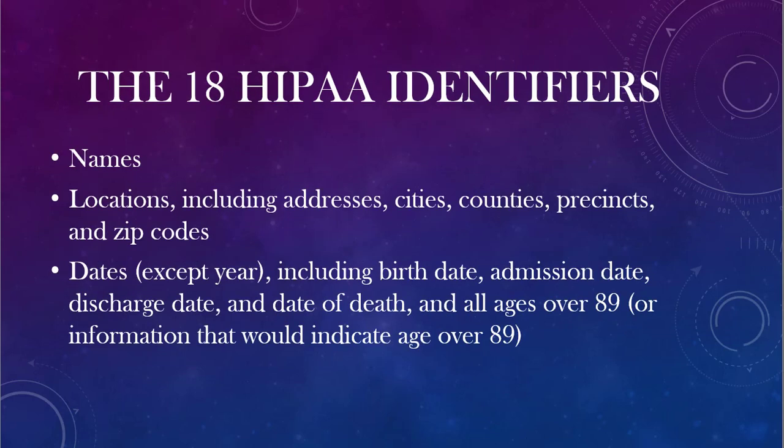So names, no names, no locations, including addresses, cities, counties, precincts, zip codes, dates except for the year, but including birth date, admission date, that would be to like a hospital, discharge date, date of death, and all ages over 89, or information that would indicate an age over 89.